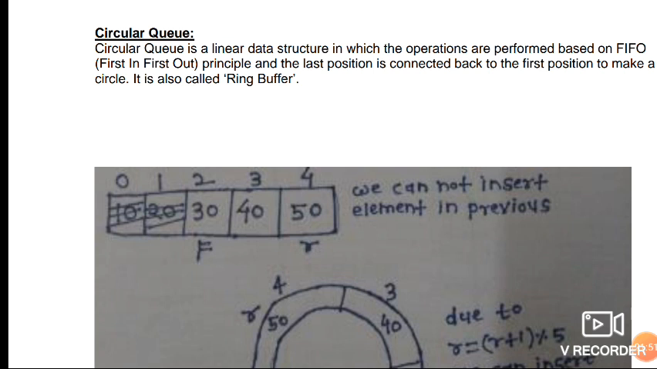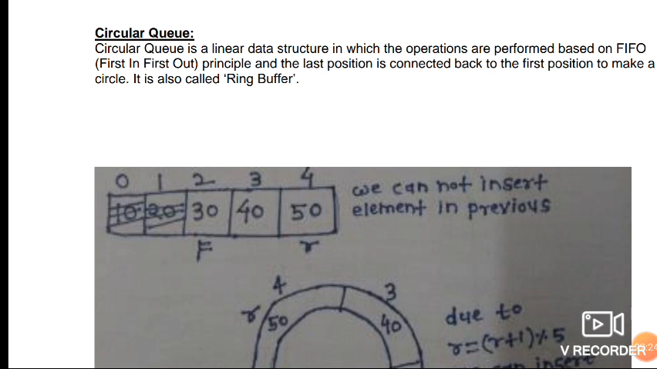This drawback of the linear queue is overcome by the concept of circular queue. A circular queue, again, is a linear data structure in which the operations are performed on a FIFO basis, and the last position is connected back to the first position in order to make a circle.